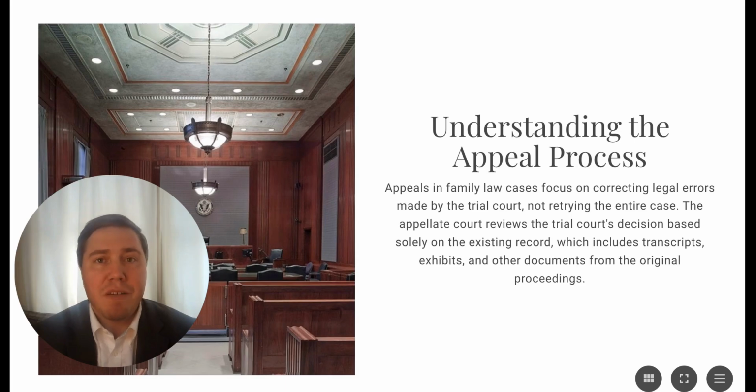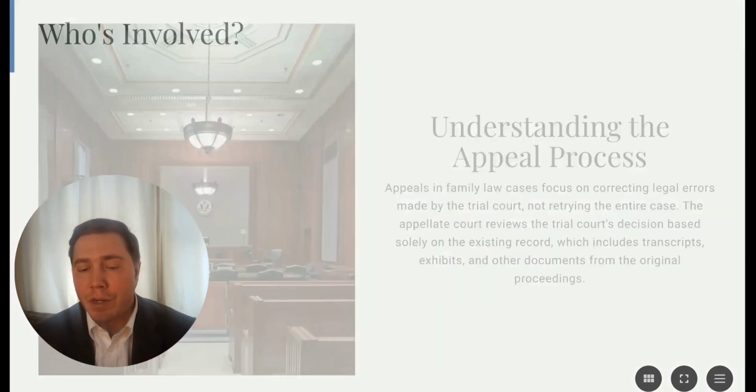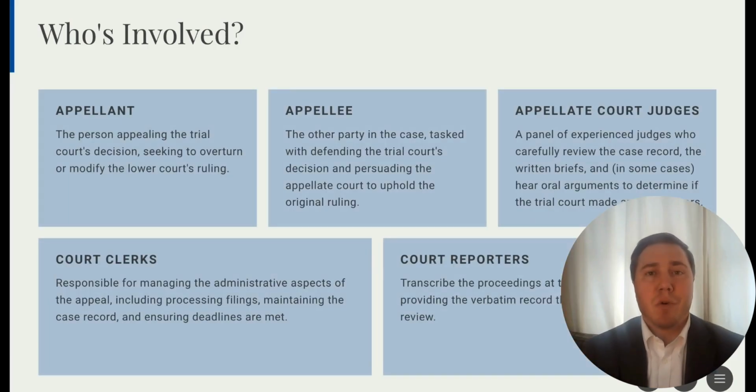Another example could be if they restricted parenting time without the proper findings. They would have to show that the parenting time would endanger the child's physical or emotional health, and they didn't make those specific findings. So it's about looking at those technical errors in the court's ruling to see if there's anything that could be overturned by an appellate court. So it's ultimately the process where you have the appellate court review the trial court's ruling to see if there's any major errors within the decisions.